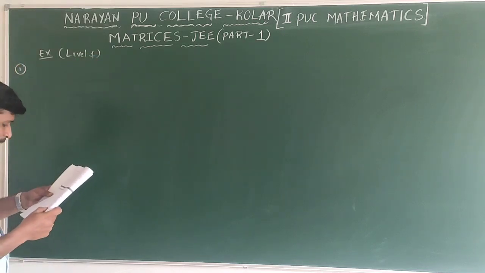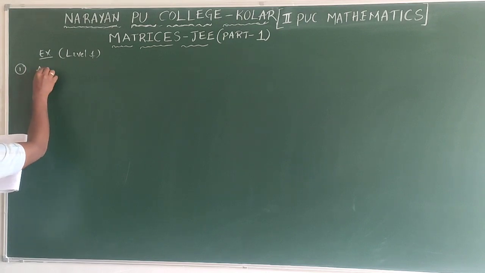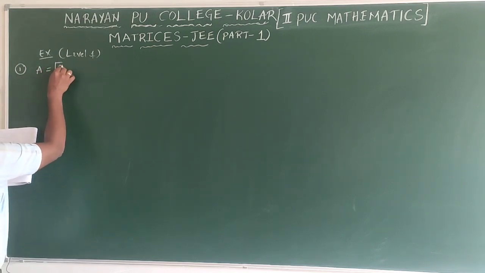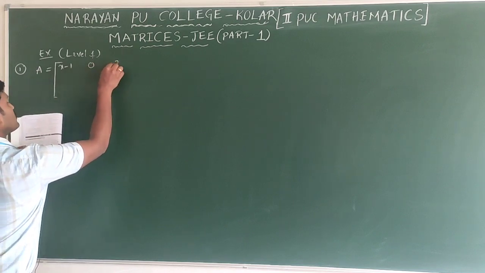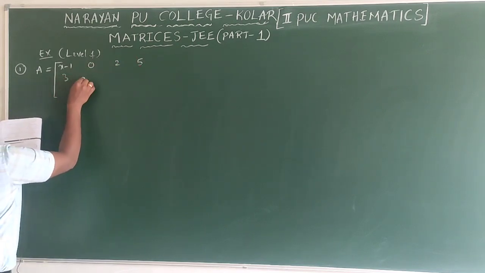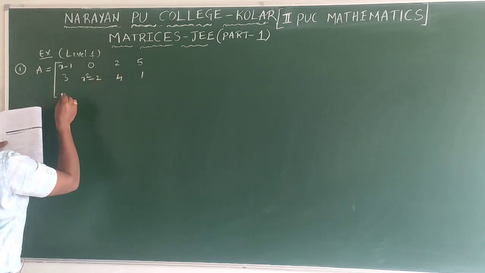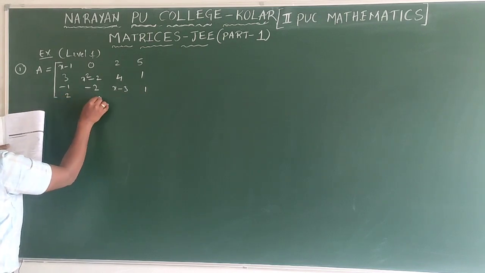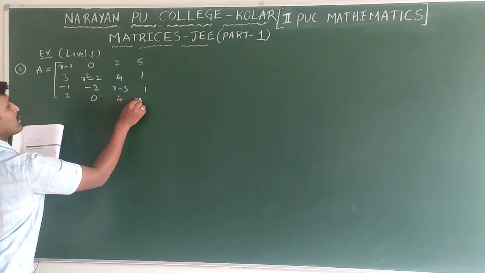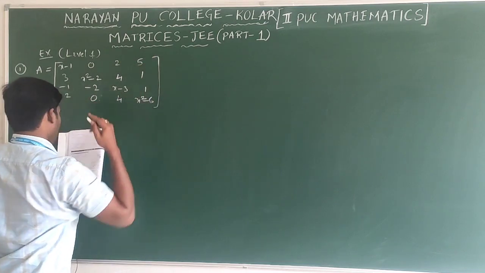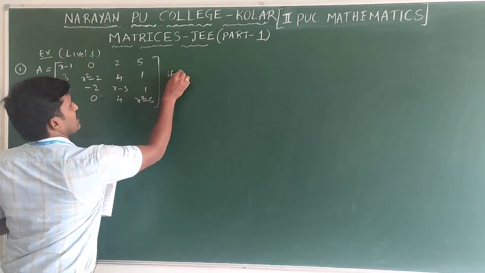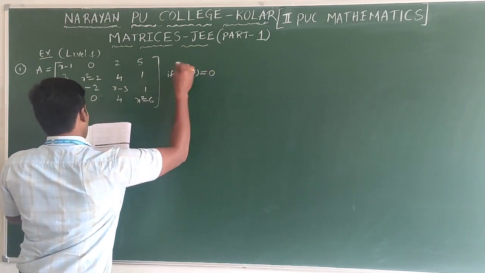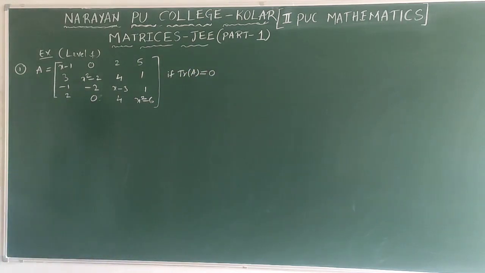First question: if a matrix A has the rows x minus 1, 0, 2, 5; 3, x square minus 2, 4, 1; minus 1, minus 2, x minus 3, 1; 2, 0, 4, x square minus 6, and if the given trace of A is equal to 0, then we need to find the value of x. It is clearly a square matrix of order 4 by 4, having 4 rows and 4 columns.